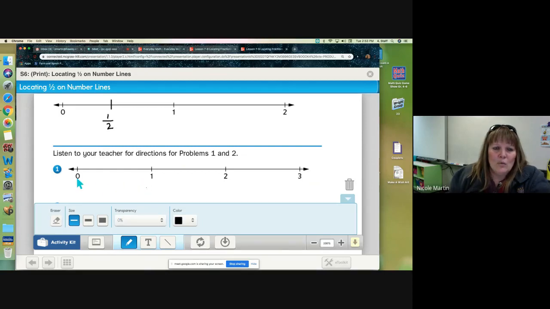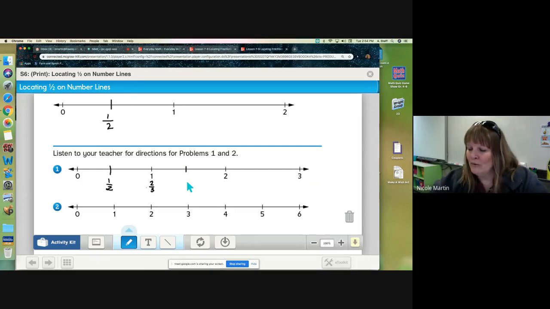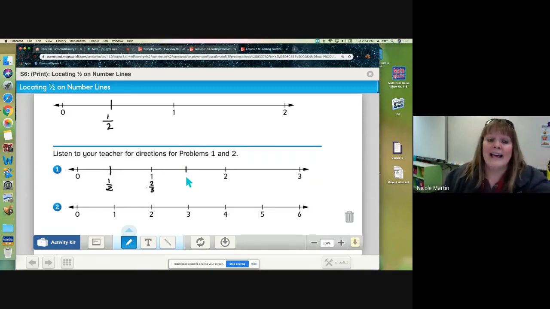All right, so 1/2 would be between the 0 and the 1. We're gonna break this up into 2 equal parts, and this is where 1/2 would go. All right. So we have 0, we have 1/2, and then we're jumping to 1, which is really 2/2. What would go right there? Chloe, can you talk a little louder? Yeah, Chloe. This would be 3/2.